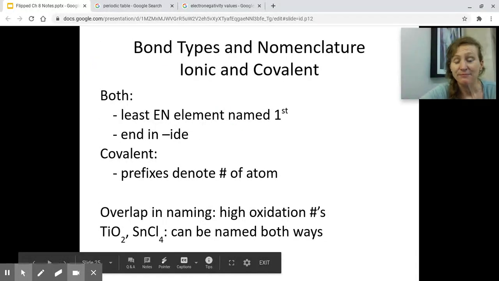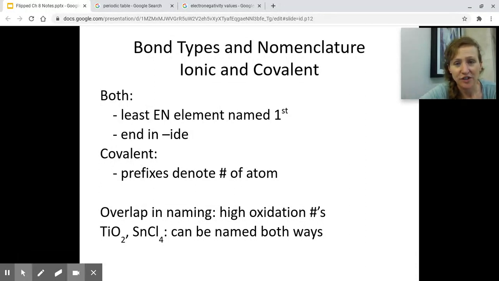All right, so here we are at bond types and nomenclature. So this is going to be a review of what we talked about in chemistry. I'm actually going to stop the video here. This is a good stopping point, and we can pick it up with nomenclature later.